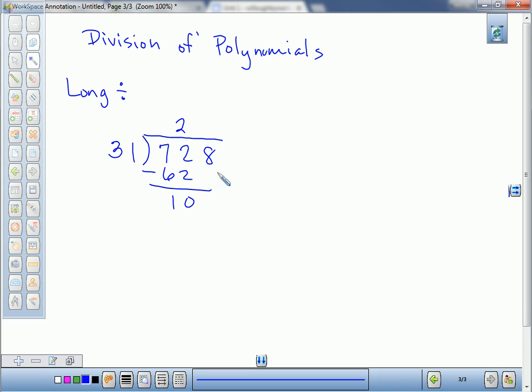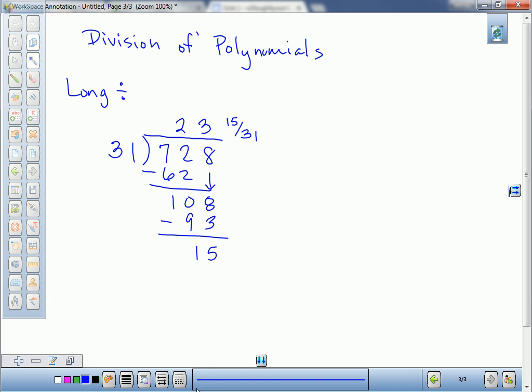But then what would we do with this 8? We'd drop it down, bring it down. Okay? And now 31 goes into 108 3 times. And so now we multiply. 3 times 31 is 93. And then we would subtract. And this is 5. And this is 1. And this is the remainder. So what we could do is we could take the remainder and put it over the divisor.